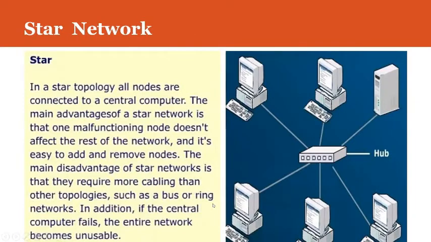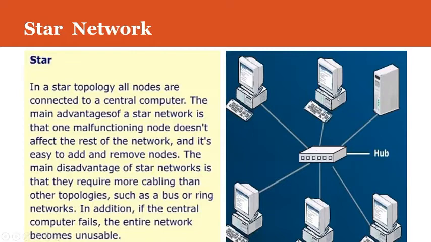Then we have also the stars. Ito yung ginagamit natin. So star network, that is a star topology. And in a star topology, all nodes are connected to a central computer. So meron siyang hub. The main advantage of a star network is that one malfunctioning node doesn't affect the rest of the nodes. So for example, nag-malfunction ito, hindi siya maaapektuhan. Hindi niya maapektuhan yung ibang computer.